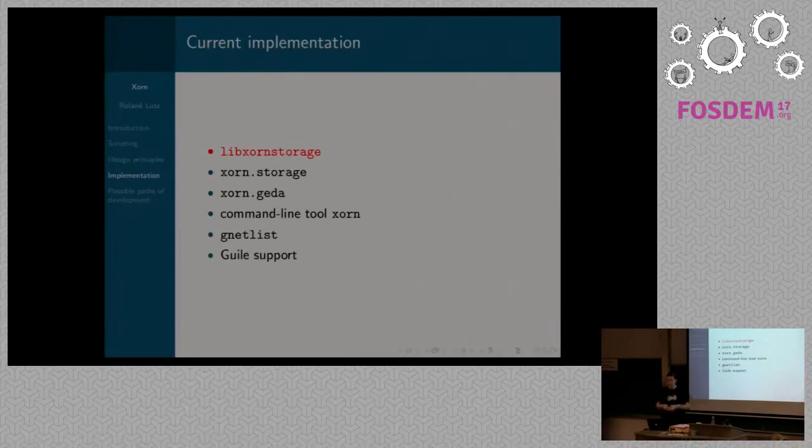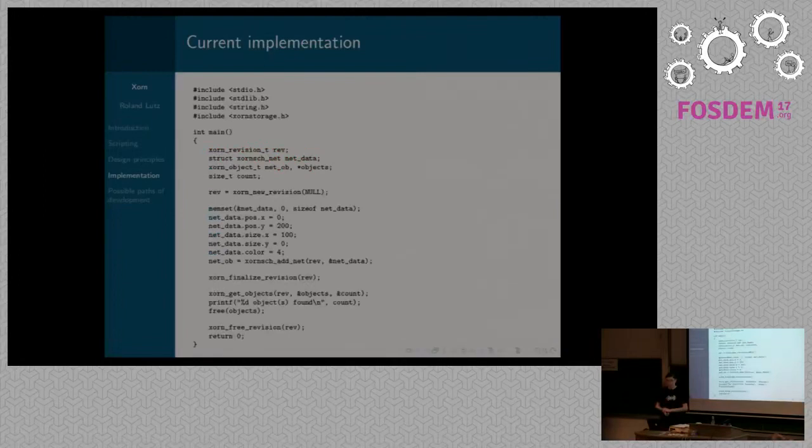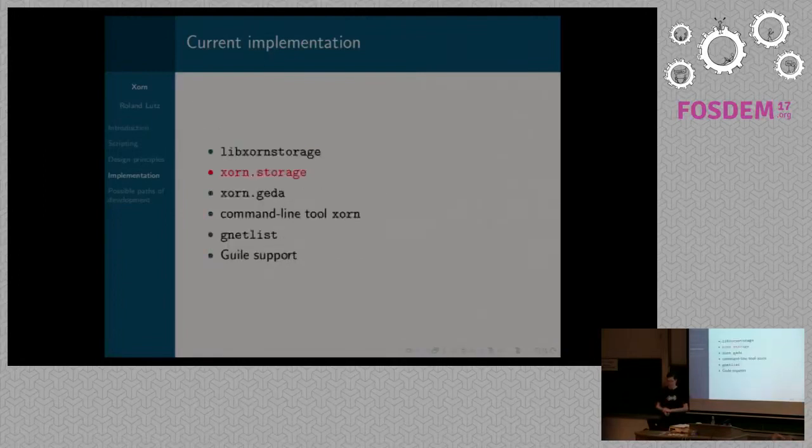This is how Xorn is currently implemented in gEDA. There is libxorn storage, which I just talked about. Here is an example program which I will skip for time reasons. There is Xorn storage, which are Python bindings for libxorn storage. I decided for Python because it's a language which is relatively easy to learn, as opposed to Scheme, which is currently used in gEDA. Here is an example for that.